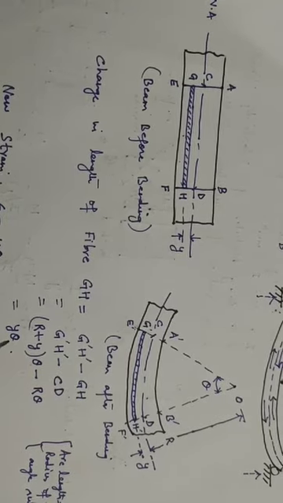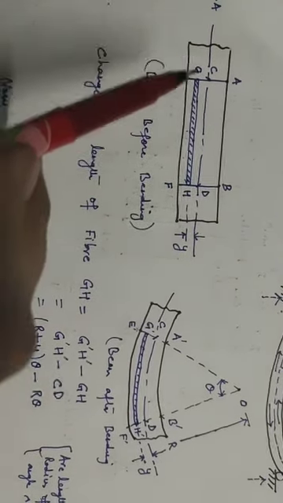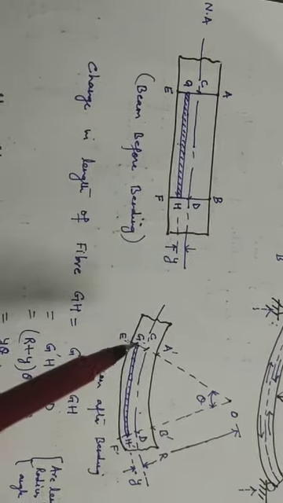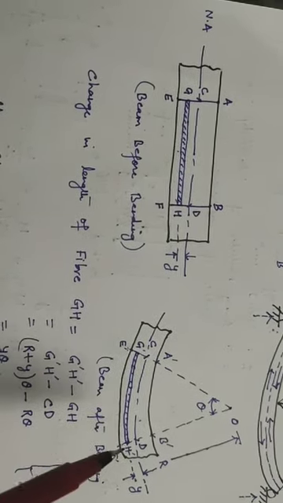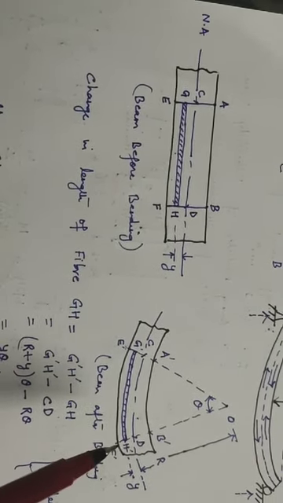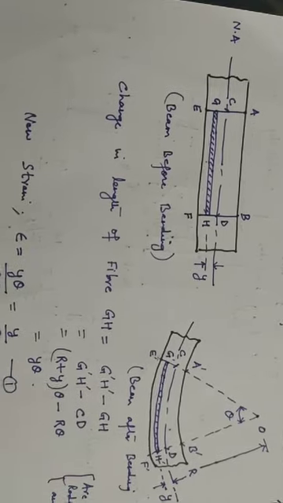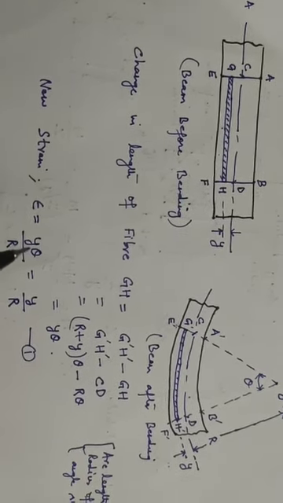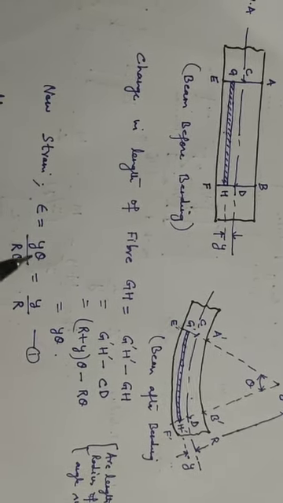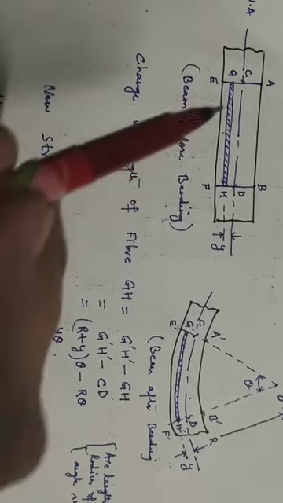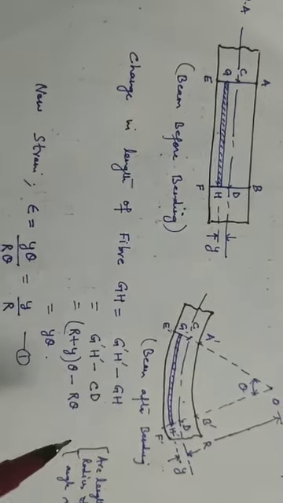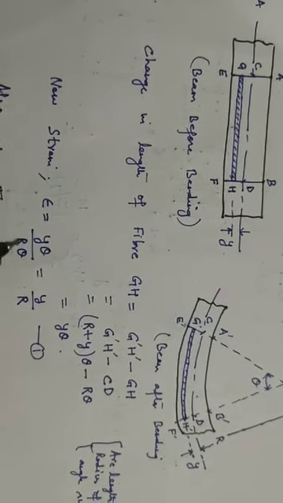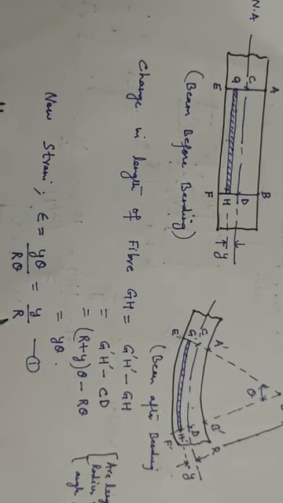And the original length was how much? GH, CD. So we will say the strain, longitudinal strain developed in this small element GH, that will be equal to your change in length Y theta upon original length. Original length was your GH equal to CD, that is R theta. So strain will be equal to Y by R.